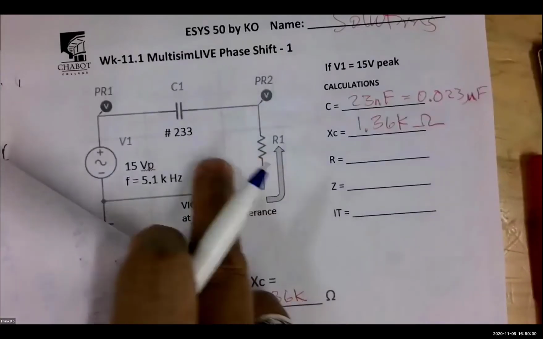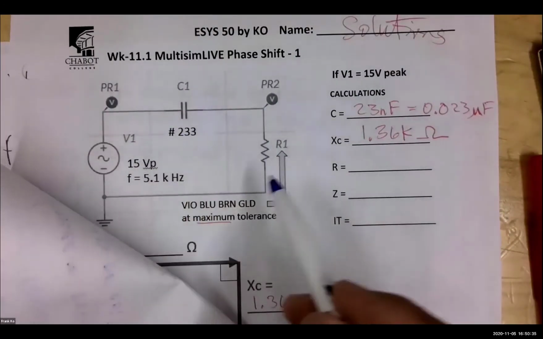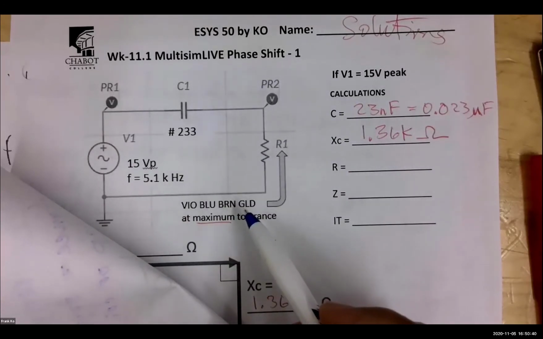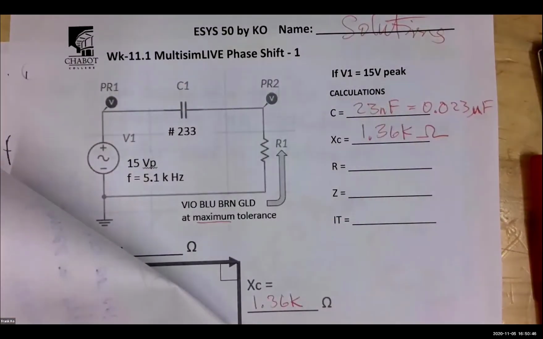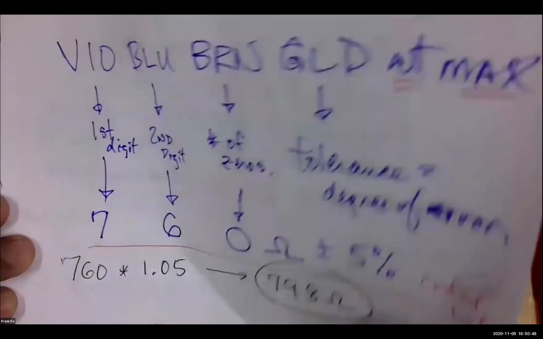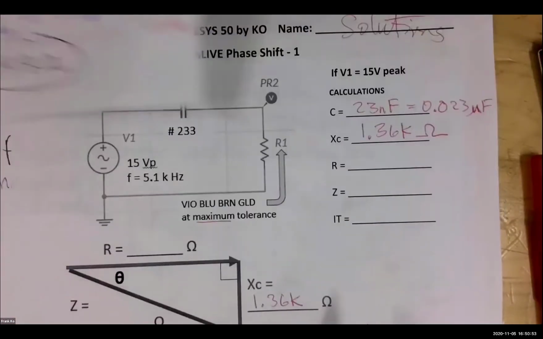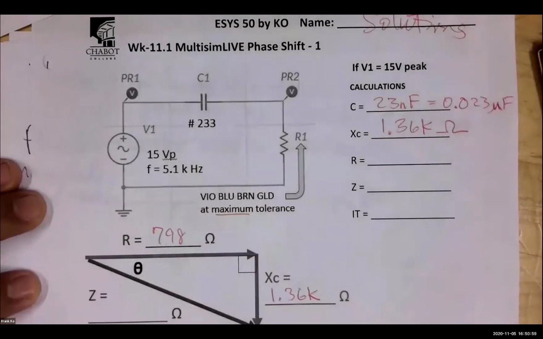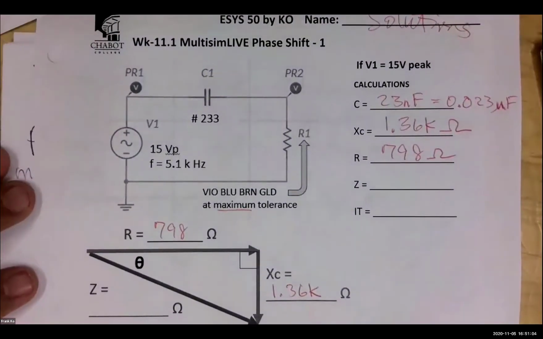You will not be given a straight number of ohms or a straight number of capacitors. You will be asked to decode a capacitor number. You will be asked to decode a resistor color band at maximum or minimum tolerance. Be informed that those are elements that will be part of tests moving forward. So we just decoded violet, blue, brown, gold at maximum: 798 ohms. We will write that in here, 798 ohms, and here, 798 ohms. Very nice. So far, so good.